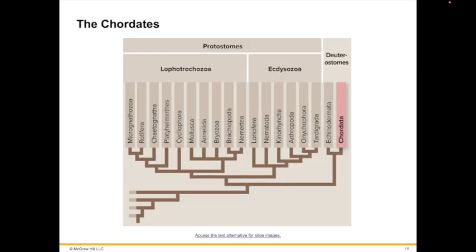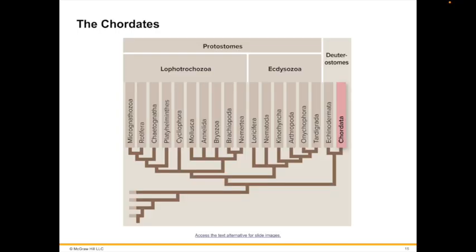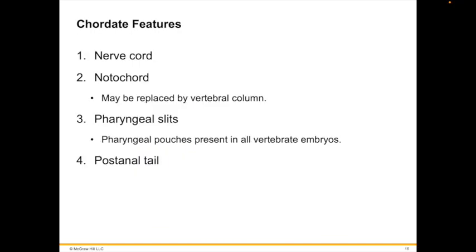Four features characterize chordates and have played an important role in the evolution of the phylum, which includes fish, amphibians, reptiles, birds, and mammals. The nerve cord is a single hollow nerve cord, and it runs just beneath the dorsal surface of the animal. In vertebrates, the dorsal nerve cord differentiates into the brain and spinal cord, the central nervous system.